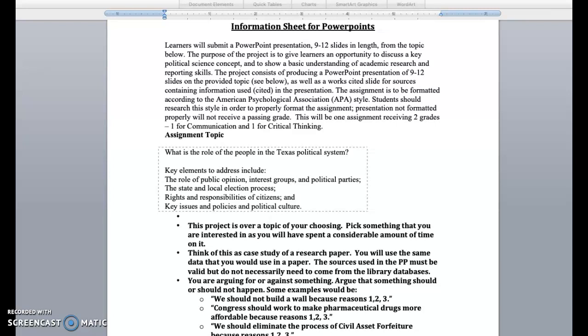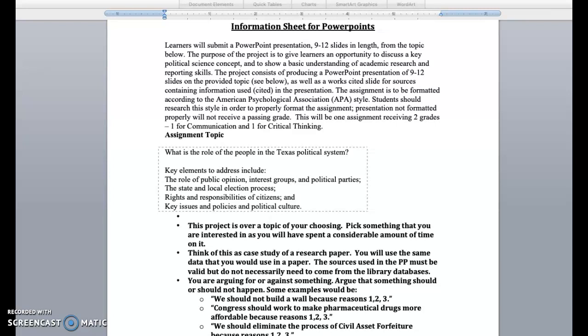And the idea is for you to pick a topic, and then what you're going to do is make a PowerPoint instead of a research paper. I feel like this is going to be better for you once you get out into the workforce because you're more likely to make a PowerPoint for a presentation as opposed to write a research paper for a presentation.